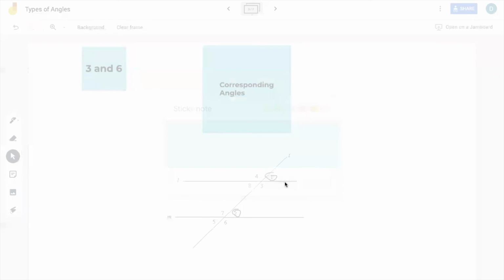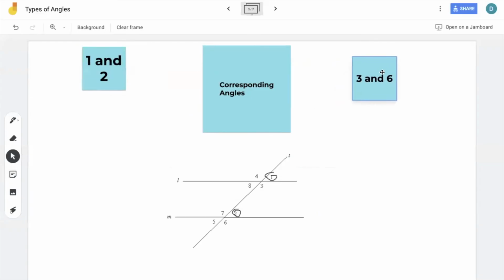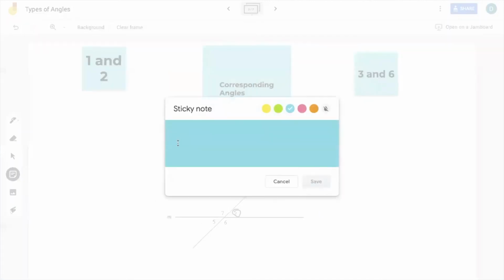And then what else do we have? We have angle 4. Well, let's see which one corresponds to angle 4. That would be angle 7, right? Above the line that's parallel and to the left of the transversal. So we could say 4 and 7.